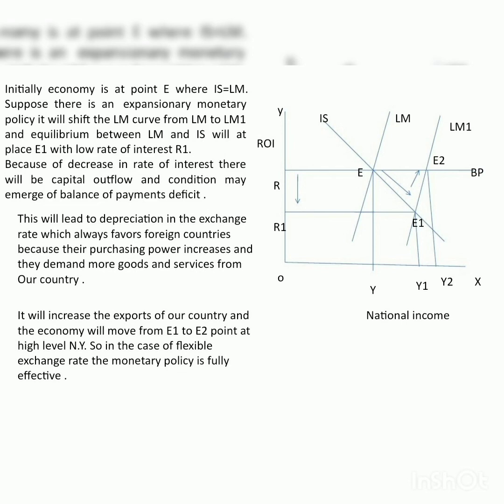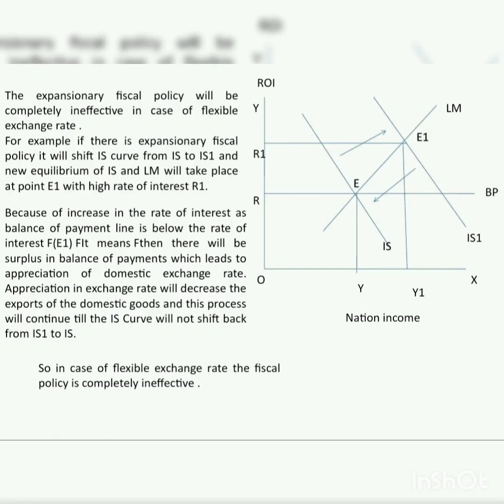Lastly, in the case of the flexible exchange rate, fiscal policy will be completely ineffective. This is also explained with the help of a diagram. Again, we are starting with the same point E, where IS and LM are at equilibrium. For example, if there is an expansionary fiscal policy, it will shift the IS curve from IS to IS1, and the new equilibrium of IS and LM will take place at point E1 with the high rate of interest OR1.